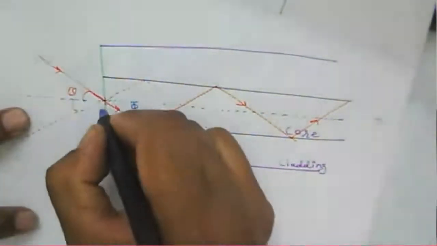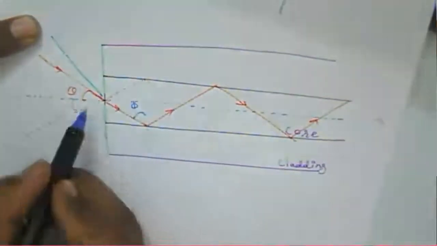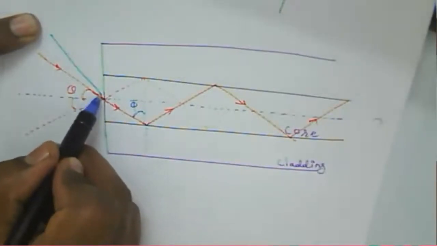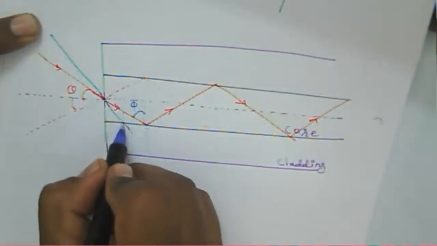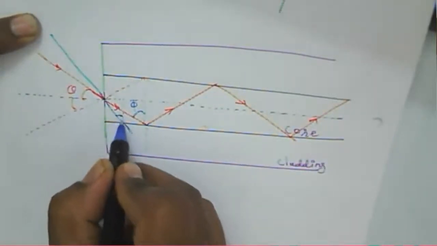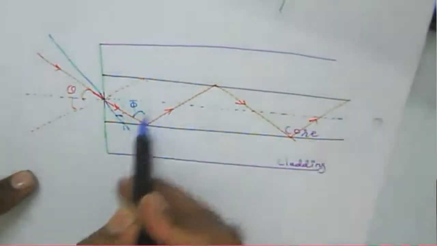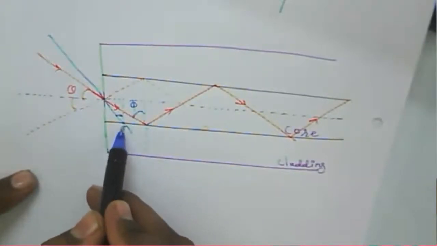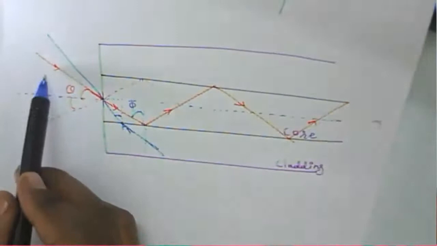Suppose instead I say that this is another ray that I am going to consider. It will reach here. Now when we take a perpendicular here and this angle is less than the critical angle, then light will not be reflecting here. Light will be propagating through this particular cladding layer.